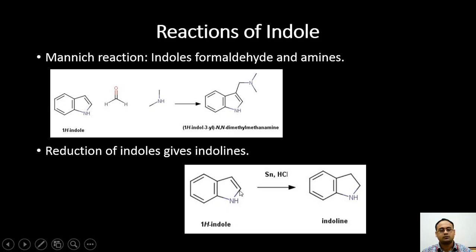Indoles can further be reduced to indolines in the presence of tin and hydrochloric acid. This will reduce the less aromatic ring. Benzene retains its aromatic character, and the five-membered ring is converted into the saturated indoline analog.